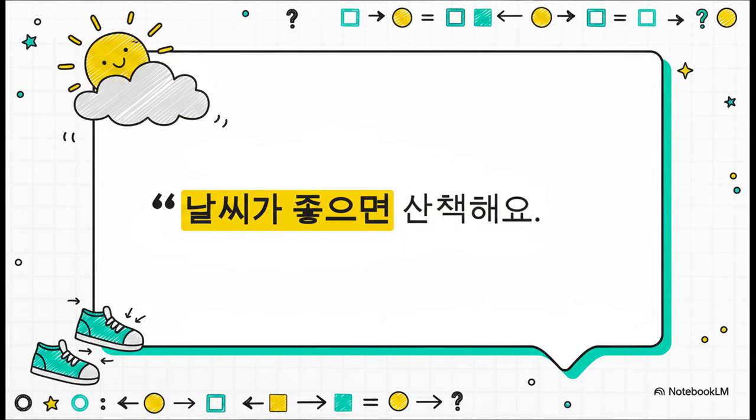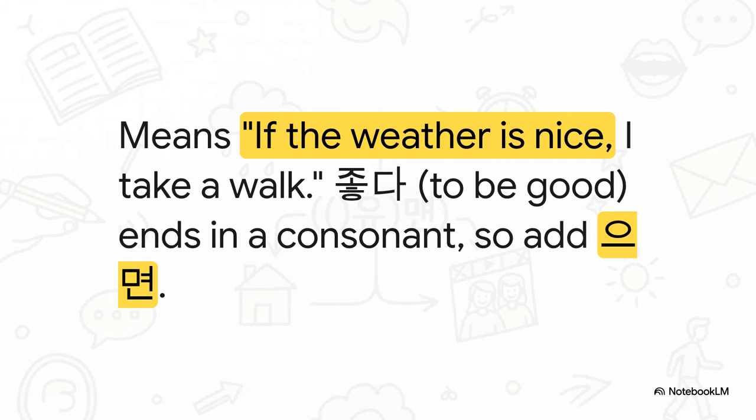And this one means, if the weather is nice, I take a walk. Here we're using an adjective, 좋다, which means to be good. The stem ends in a consonant, so we add 으면 to get 좋으면. If the weather is good. A perfect, everyday kind of sentence.